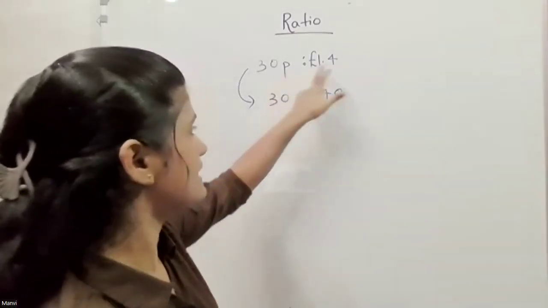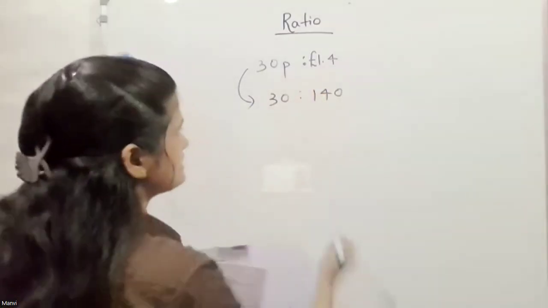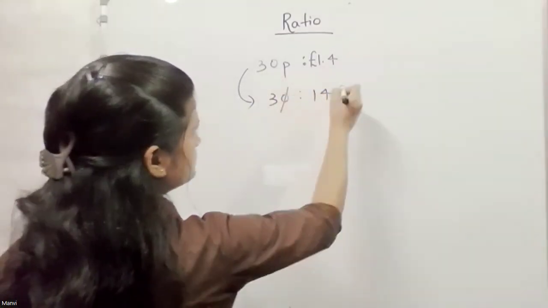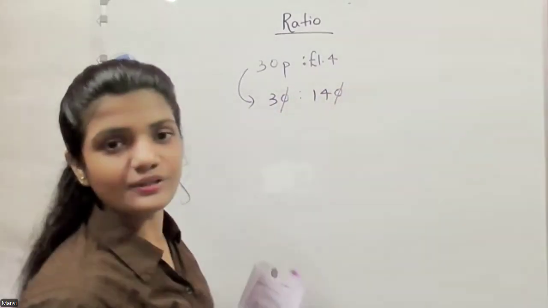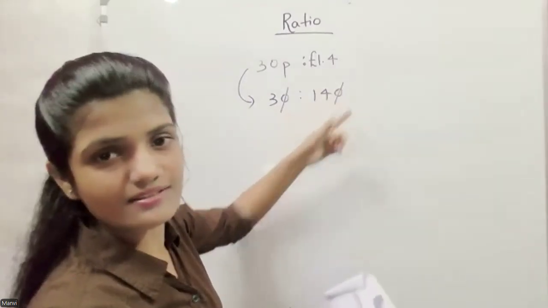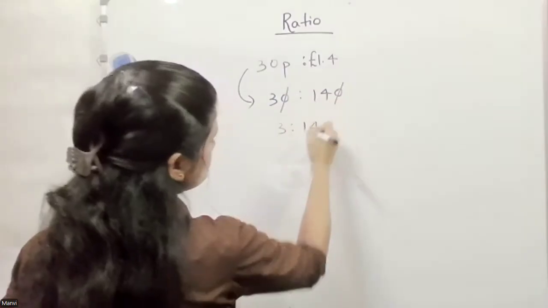Now both have the same unit, so we can simplify. Cancel that 0 and that 0, and we can simply write it as 3 ratio 14.